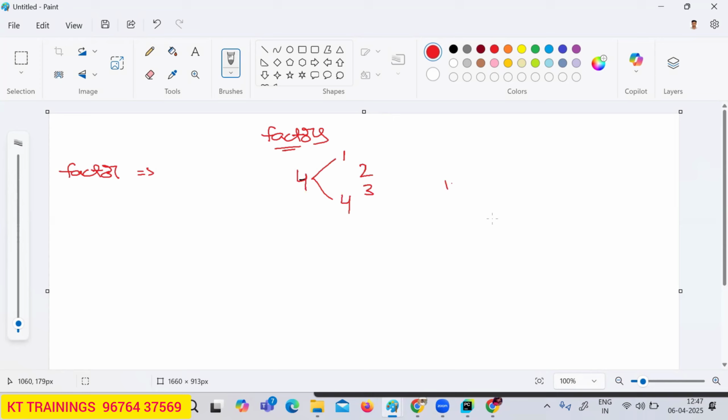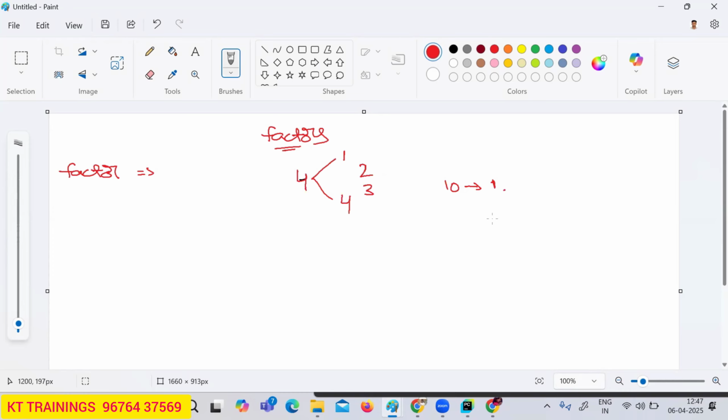Suppose you are taking 10. What are the factors for 10? Tell me. 1, 2, next 3, 4, 5, up to 9, 10. No need to consider the same number. A number is divisible by itself, so there is no consideration for that.